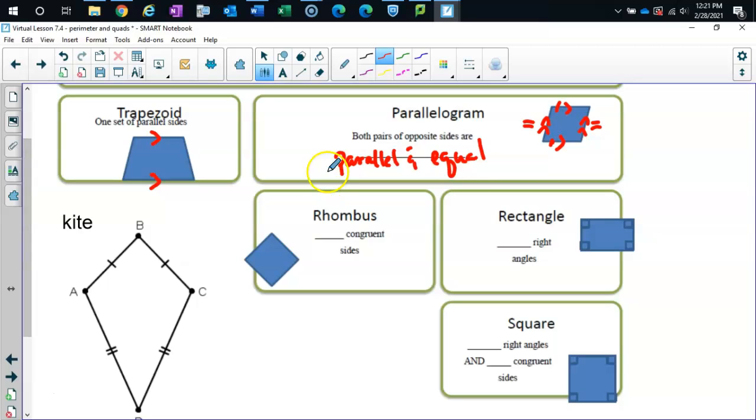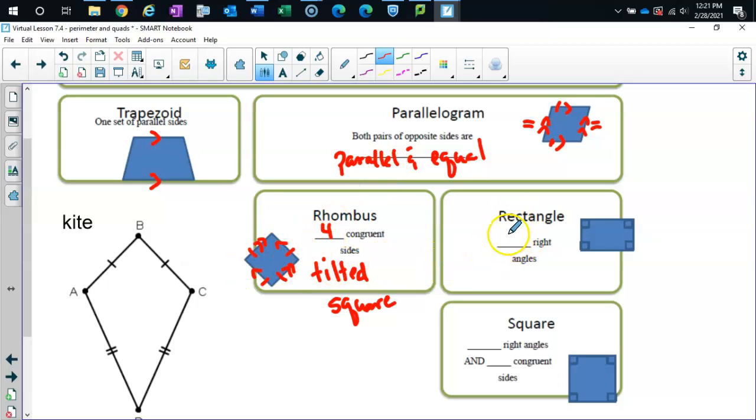So a rhombus has 4 congruent sides. 4 congruent sides. So 1, 2, 3, 4. They all have 1/2, and opposite sides are parallel. Okay, I like to refer to a rhombus as a tilted square. Okay, a rhombus has 4 sides that are all equal, and top and bottom and left and right are parallel. That is also a parallelogram. A rhombus is a parallelogram because opposite sides are parallel.